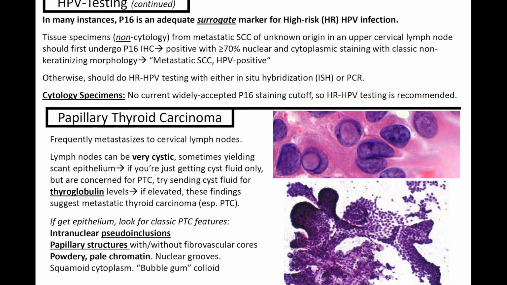So if it's block positive for P16, you can classify it as a squamous cell carcinoma that's HPV positive. Otherwise, you should do high-risk HPV testing with either in situ hybridization or PCR. For cytology specimens, there's no current widely accepted P16 staining cutoff, so high-risk HPV testing is recommended.